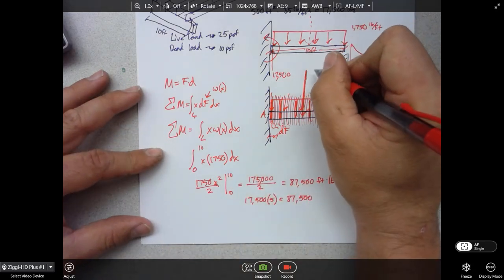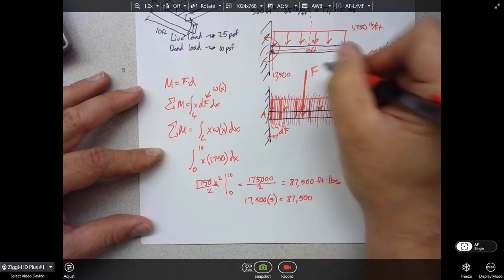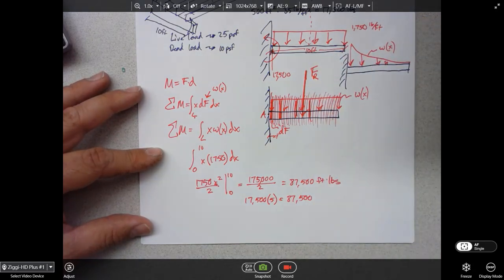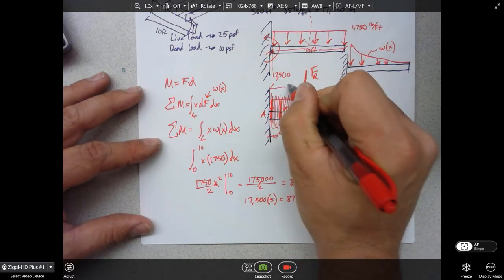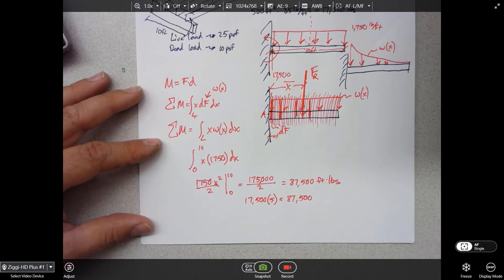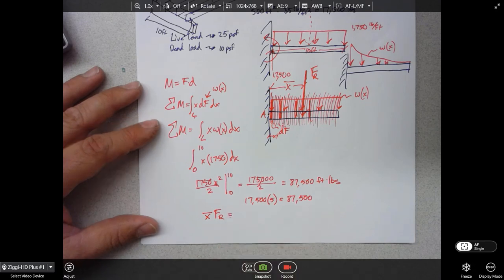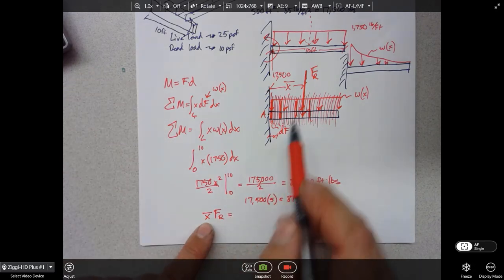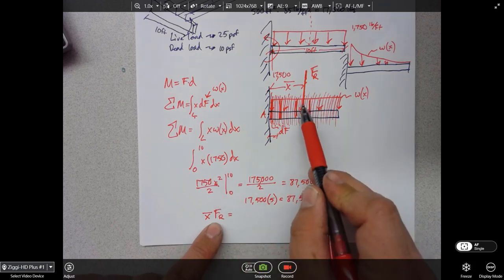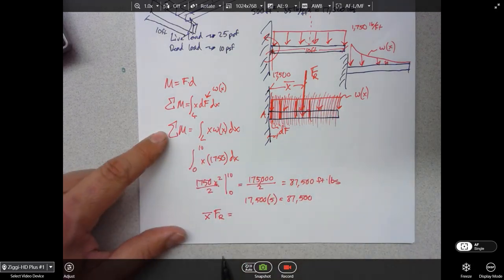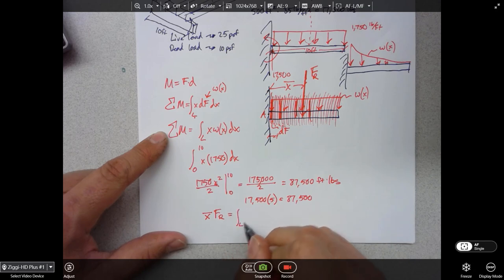Let's call this big F, maybe I'll say big FR, my resultant force. And I'm going to call this X bar the distance to my big FR. Would you agree with me that X bar times big FR must be equal to the moment, right? If I take whatever my X bar is and multiply it by the resultant force, it better be equal to the moment that I found up here, which is the integral of L x w x dx.